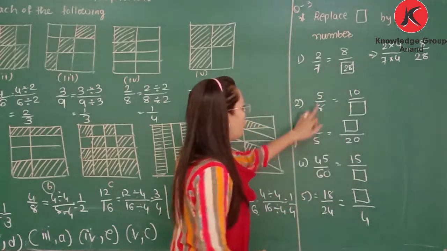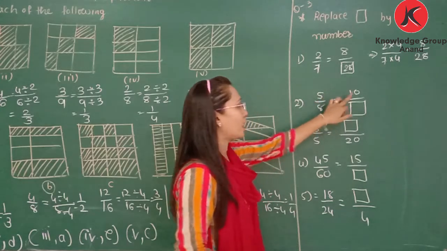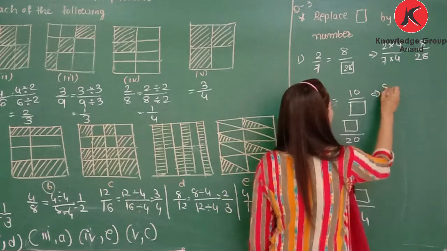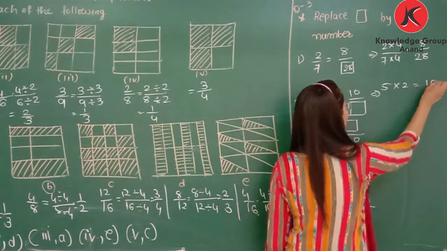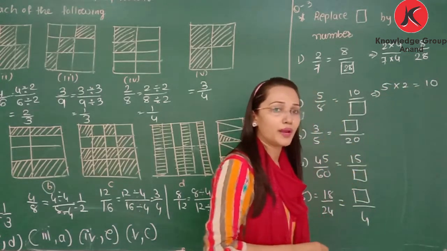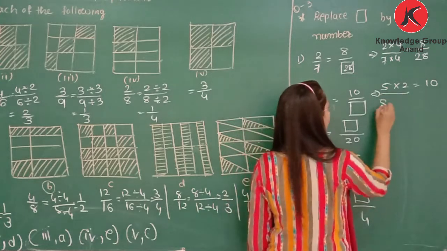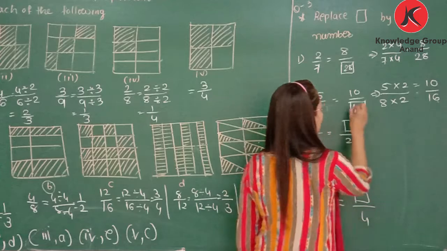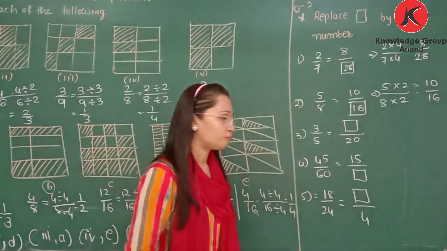Clear? Now 5. How can we get 10 from 5? If we multiply 5 with 2, we get 10. So the same number we should multiply in the denominator. So 8 is also multiplied with 2. So we get 16. So here it is 16.